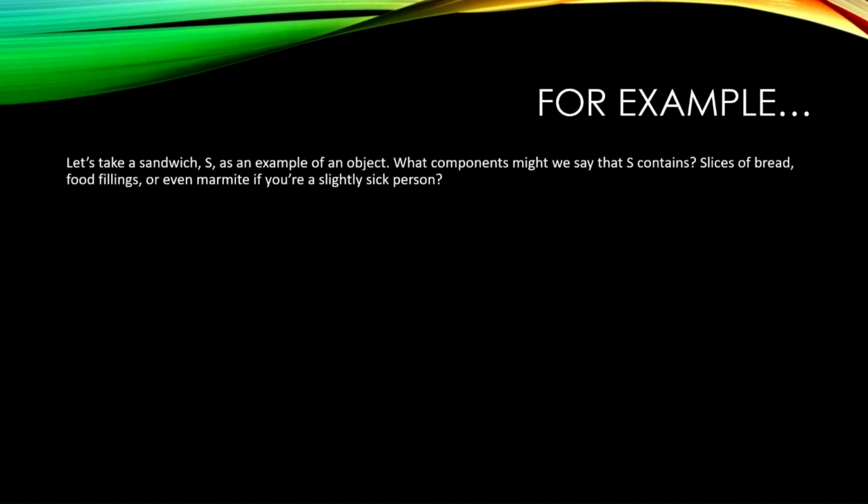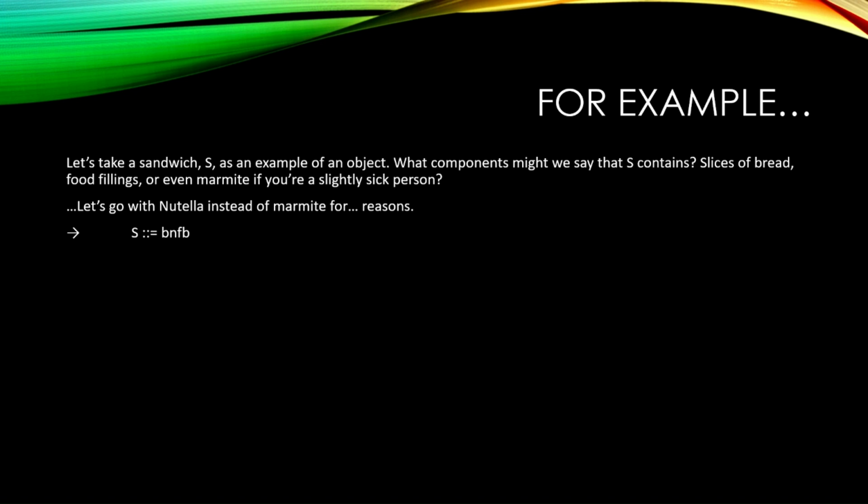Let's take an example of a sandwich. Let's call it S. So this is an example of an object. What components might we say that it contains? So slices of bread, food fillings, Nutella. No, let's go with Nutella instead of marmite. So we can say S, and this semicolon equals symbol means expands into. I'll go through that a little bit later as well.